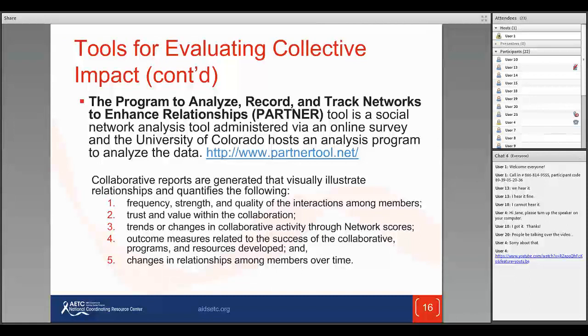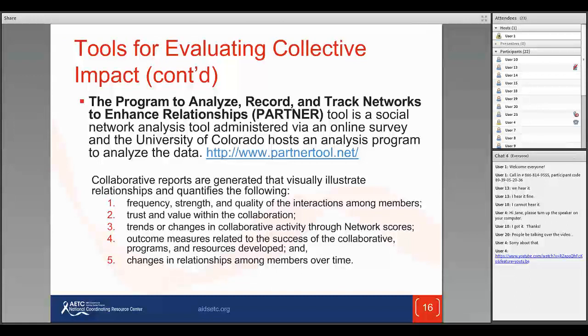As we mentioned before, the tool that we're using here to measure the work of our collaboratives, our committees, and our work groups is the partner tool, and that's based on a social network analysis process. It's a very simple tool to use. It's hosted by the University of Colorado and was funded with some Robert Wood Johnson seed funding. So we're looking at the frequency and the strength and the quality of the interactions of our organizational representatives on our different work groups, committees, collaboratives, et cetera.